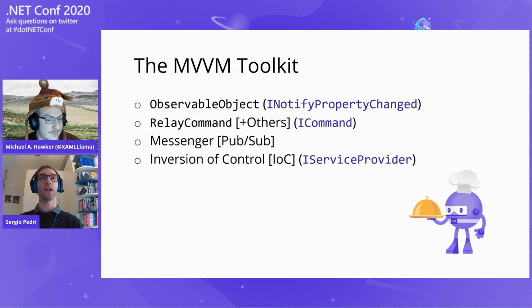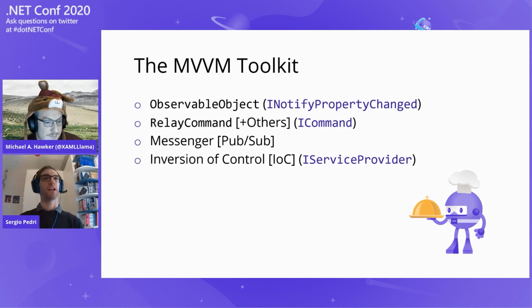as Michael mentioned. So here we can see these 4 main categories that relate to things such as relaying property change notifications, commands, message broadcasting, and inversion of control. And we can see more about all of these during the demo. So for that, let me actually switch to the sample app that we have.